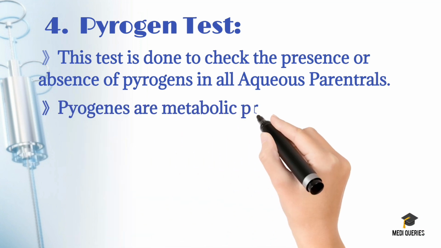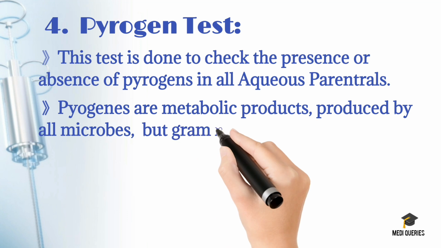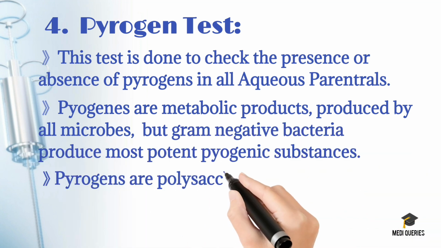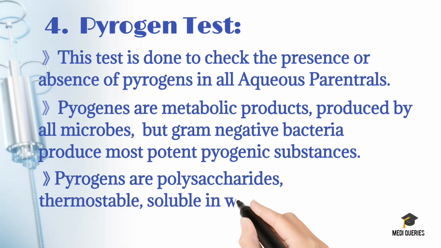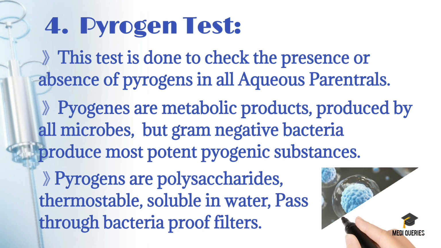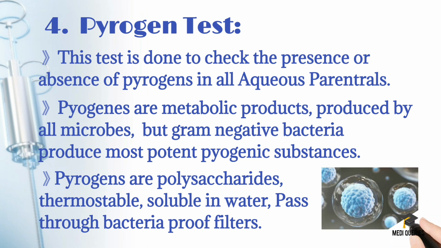Pyrogens are the metabolic products of microorganisms and are produced by all microorganisms. But gram-negative bacteria produce the most potent pyrogenic substances. Pyrogens are polysaccharides and are thermostable in nature. They are soluble in water and can pass through bacteria-proof filters. They are unaffected by bactericides also. So we can't kill these pyrogens.